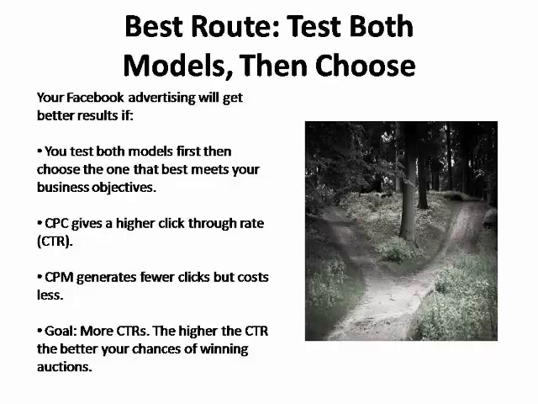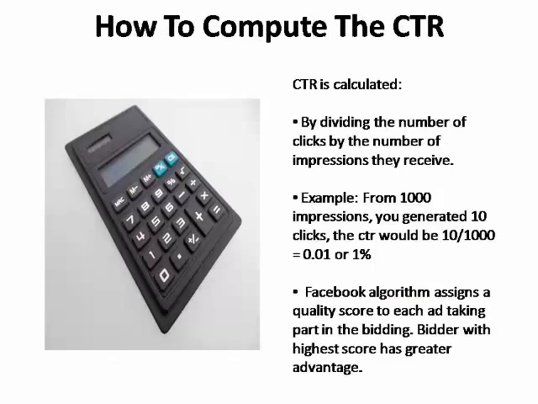Generally, CPC gives a higher CTR, while CPM generates fewer clicks but costs less. The higher the CTR of your ad, the better your chances of winning auctions. CTR is calculated by dividing the number of clicks by the amount of impressions they receive.